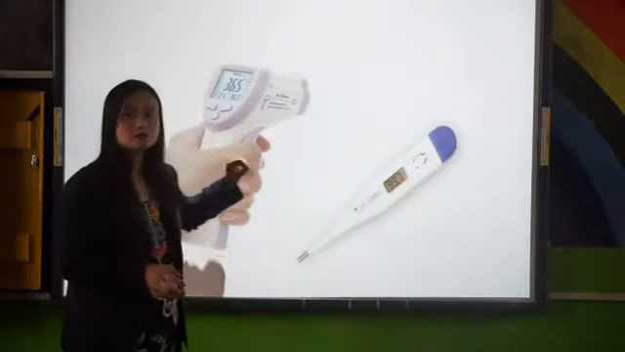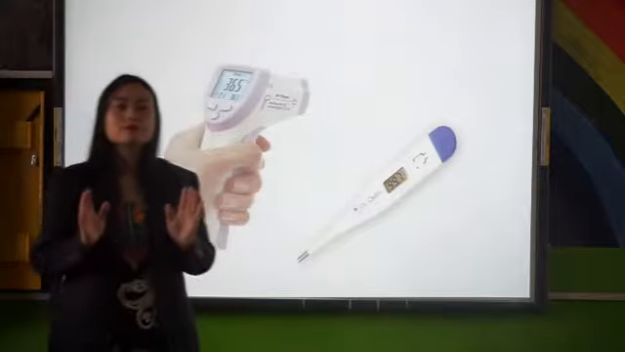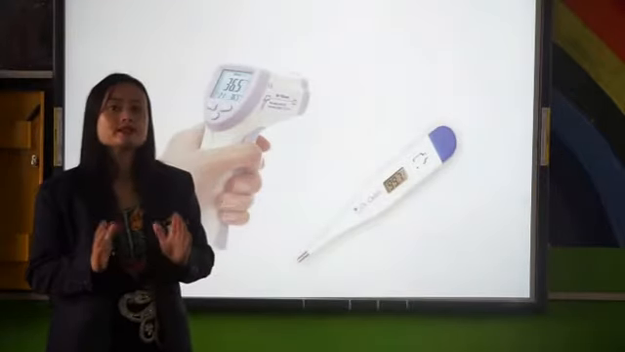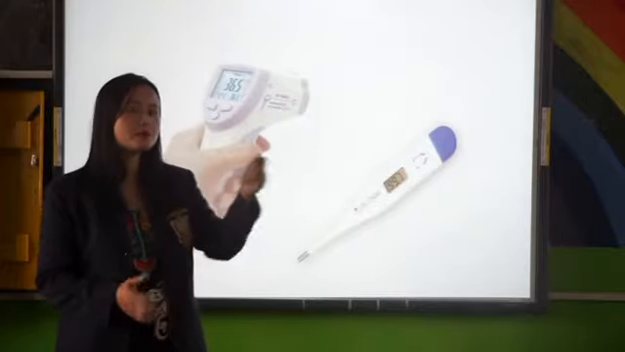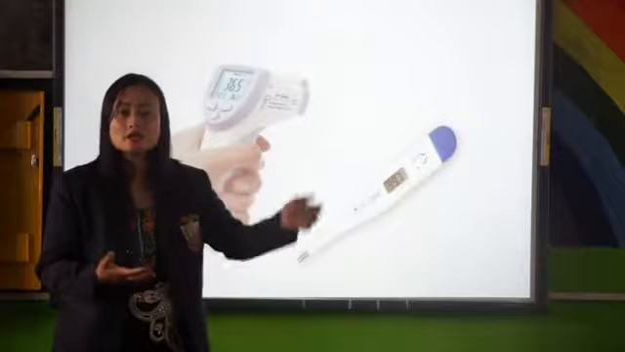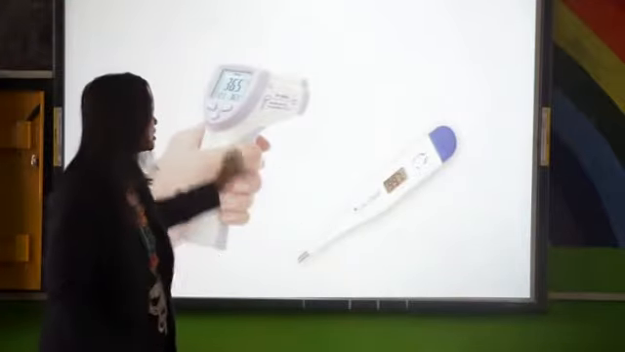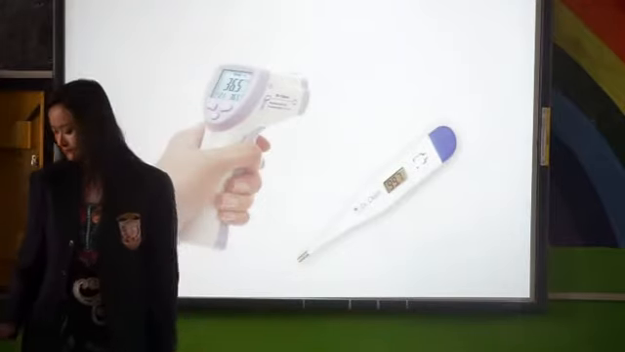This is a non-contact thermometer. Okay, so this is used to measure the temperature of a human body. That means they can sense it without touching it. Okay, you just have to be near, but they can sense it without touching it. So the body temperature can be recorded without touching the body itself.